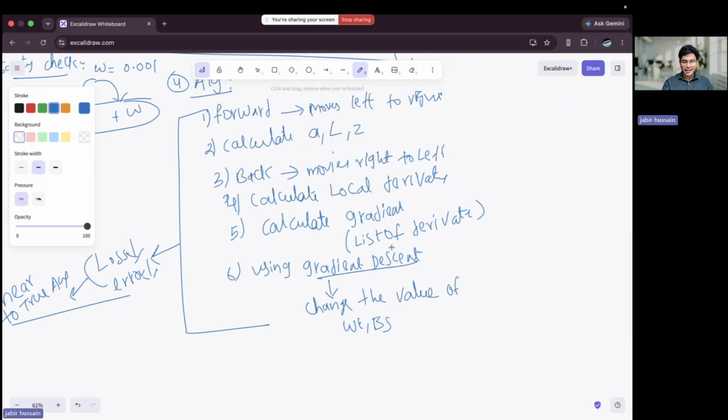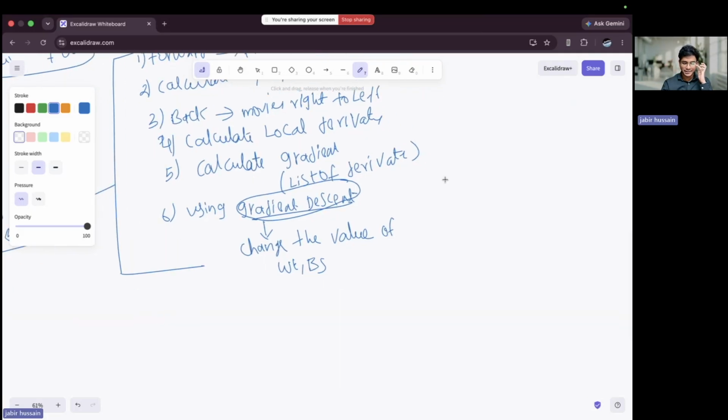And I have underlined one thing: gradient descent, very important. We will talk about it, not now, not in the next class as well, but surely in upcoming classes. But I'll give you a basic example. Gradient descent is nothing but multiplying the value of the gradient. Gradient is nothing but dL by dW. That is our gradient, right?